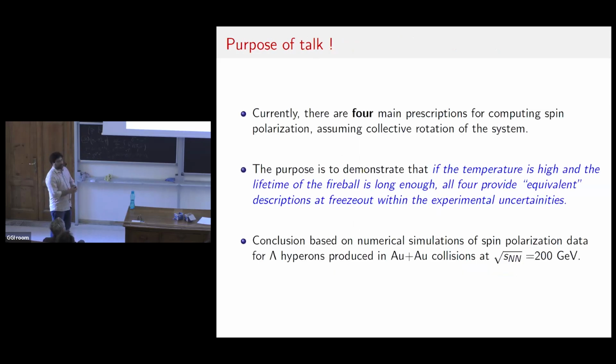So this brings us to the purpose of my talk. There are currently 4 main prescriptions for computing spin polarization. I will demonstrate with the help of simulation results that if the system temperature is sufficiently high and it survives long enough, then within the experimental uncertainties, all 4 prescriptions give equivalent results. I arrived at this conclusion after analyzing the spin polarization data of lambda hyperons in gold-gold collisions at 200 GeV.